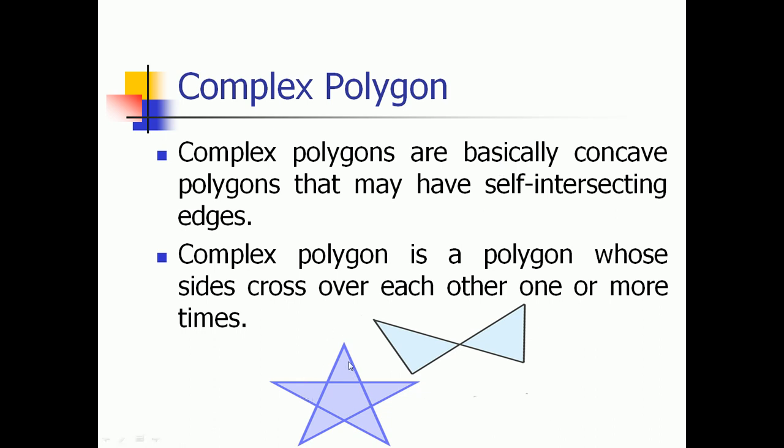So here you can see a complex polygon whose sides are crossing over each other one or more times. This is a star where all the edges are intersecting with each other. Similarly, in this shape also there are self-intersecting edges. Such polygons are called complex polygons. They are neither convex nor concave.